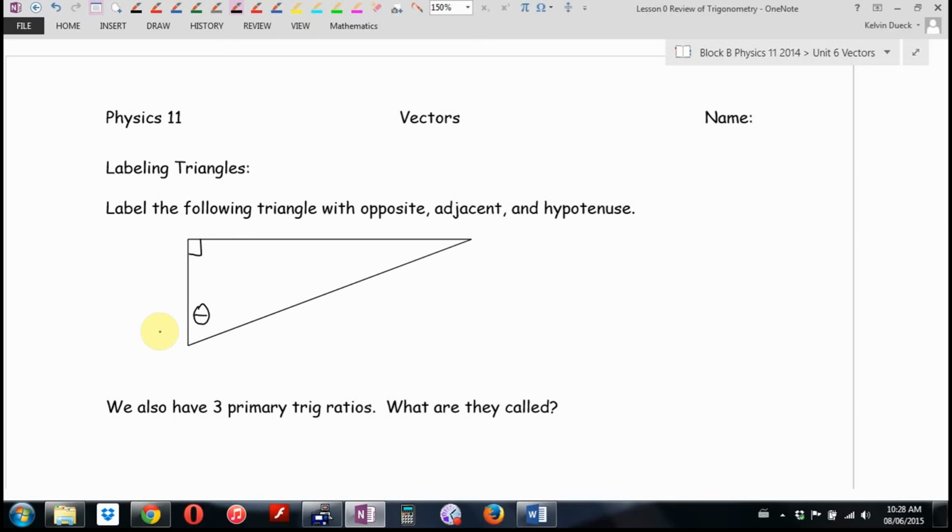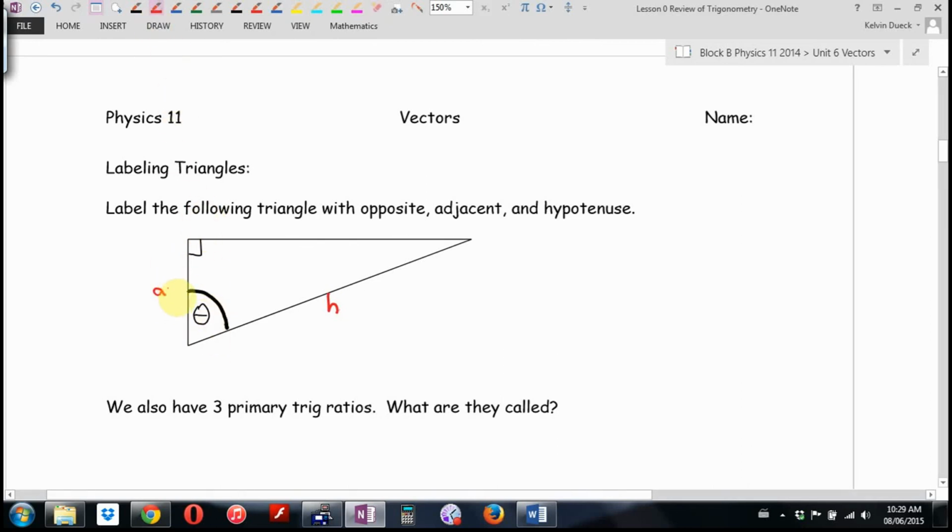And this is where we start bringing in this notion of opposite and adjacent and hypotenuse. So label the following triangle. If this is my angle, this side right here, opposite, adjacent, or hypotenuse? Let's put a little h right there. What about this short vertical side? Opposite, adjacent, or hypotenuse?